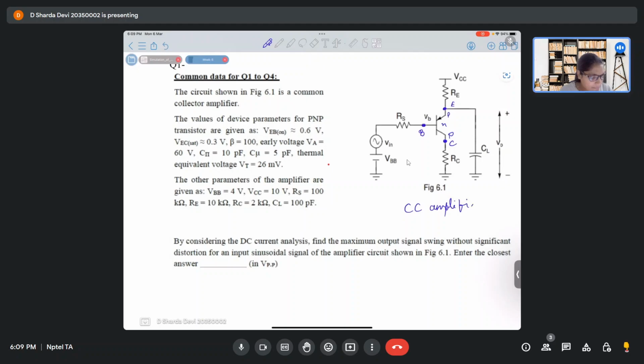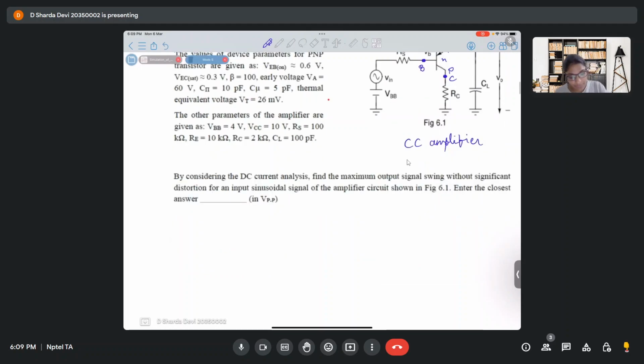So when we talk about a CC amplifier, what are the properties that come to your mind? Ma'am, it has a low gain as compared to common emitter. Okay, CC has low gain. Which gain? Voltage gain. Okay, it's V out by V in.